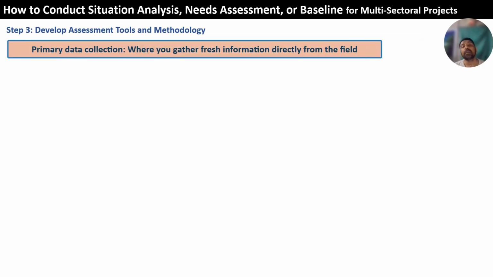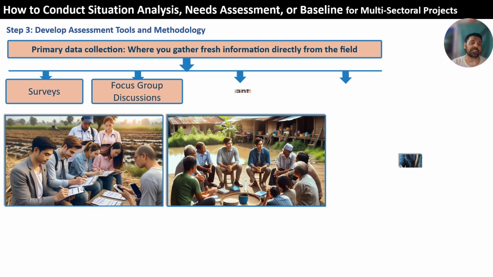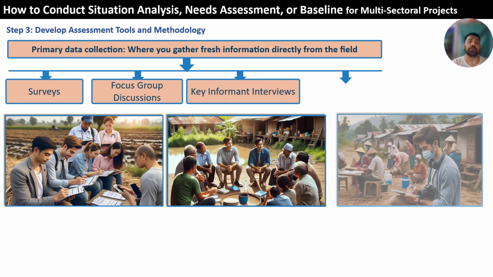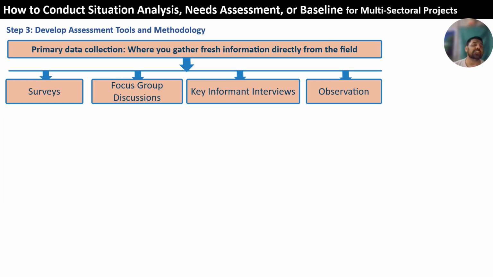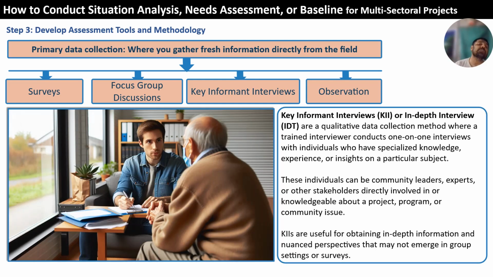This is basically primary data collection where you gather fresh information directly from the field. This can include surveys, focus group discussions, key informant interviews, and observation. Focus group discussions are basically discussions with a group of 8 to 10 people from relevant stakeholders. Key informant interviews are open-ended questions from stakeholders in the department or in the community.